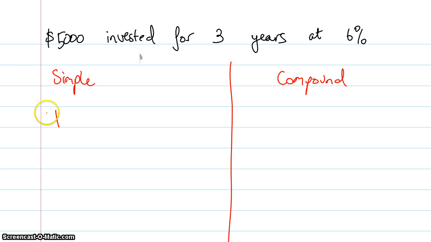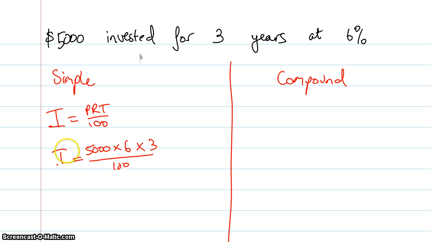Again, I use I equals PRT over 100. So that ends up being 5,000 as my principal, multiplied by R, which is 6, multiplied by 3, over 100. That's how much interest I've got, and I can do these calculations in my head, although you could probably use a calculator as well. So 6 times 50 is 300, times 3 is 900. That's nice, but that's only the interest that I earn.